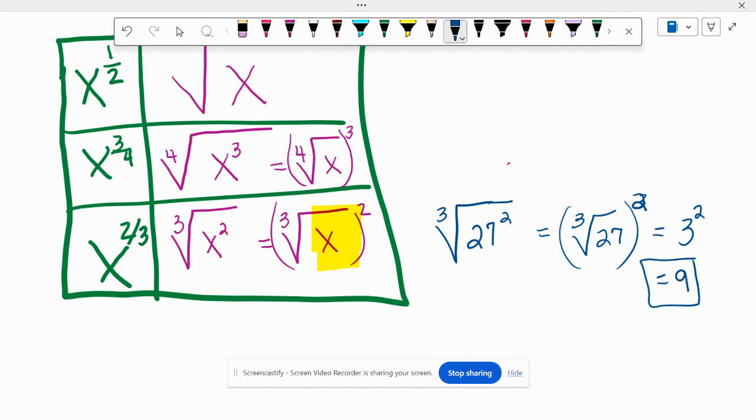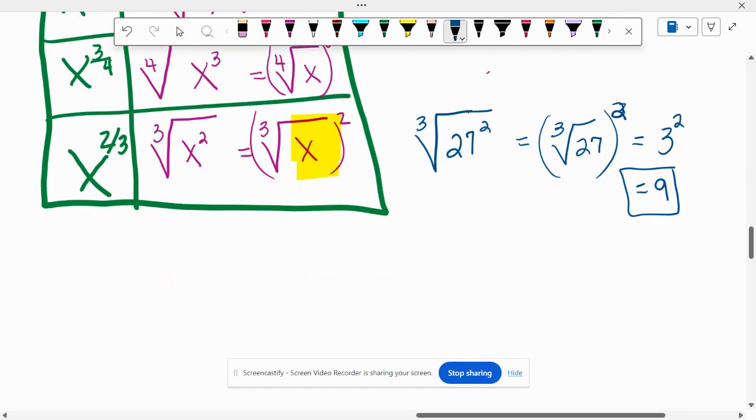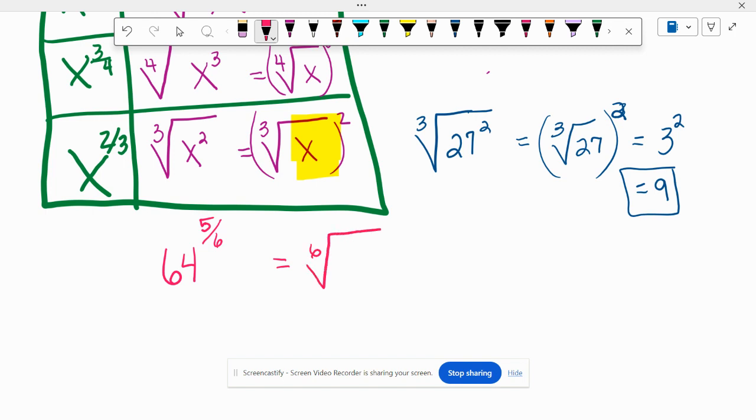Can I give you a different example? What if I said 64 to the 5/6 power? Can you guys see that? So my exponent is the fraction 5/6. So really this is asking me for what root, Corey? What's the denominator? The 6th. So I want to know the 6th root of 64 to the 5th power.